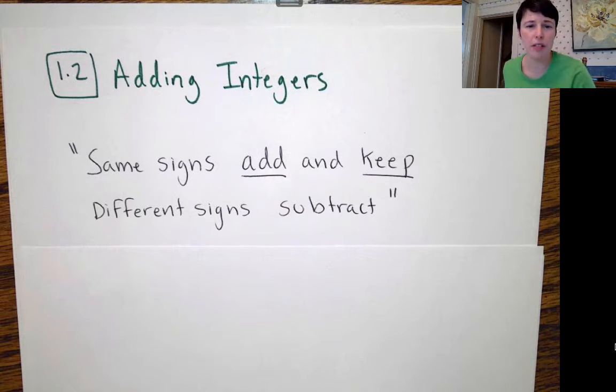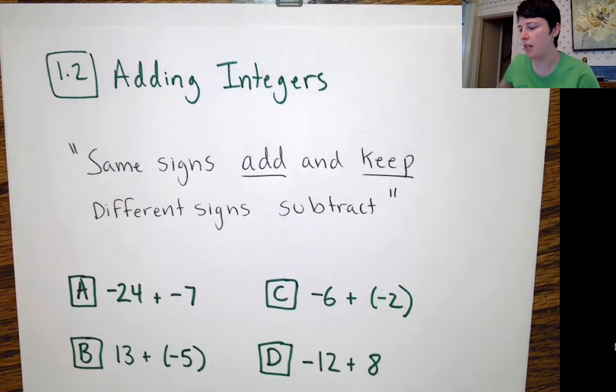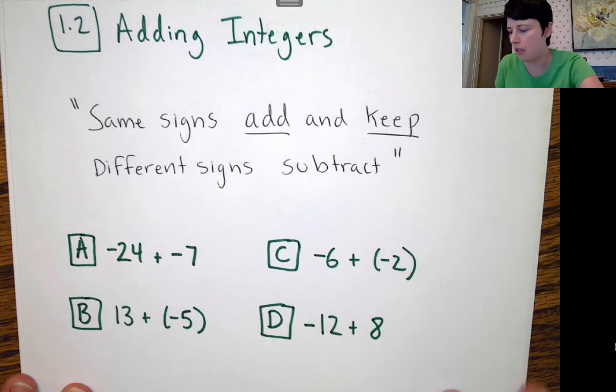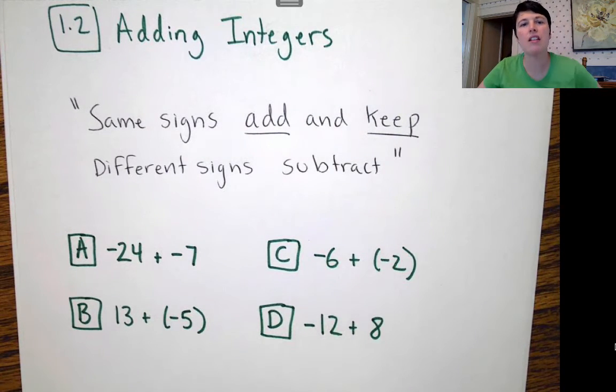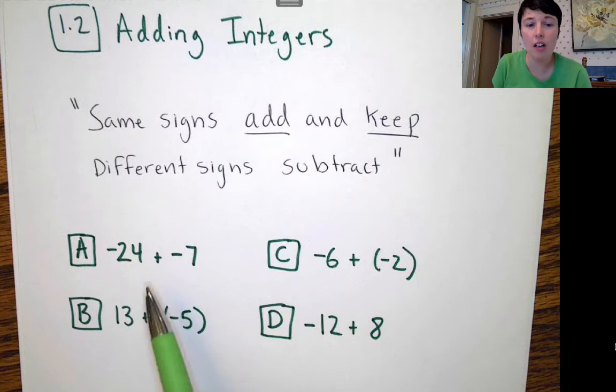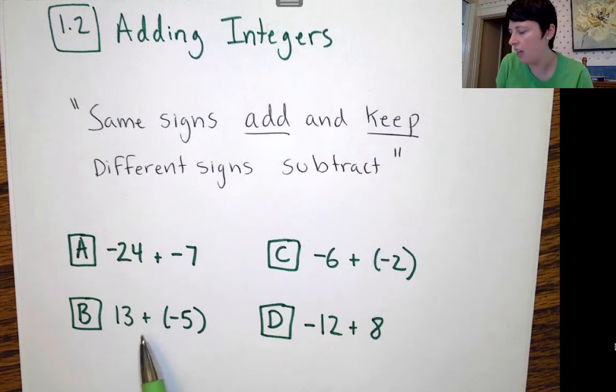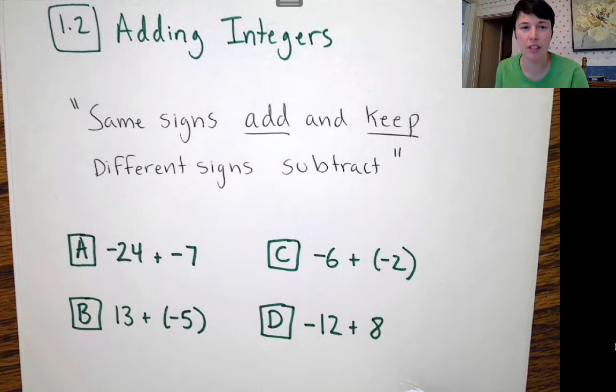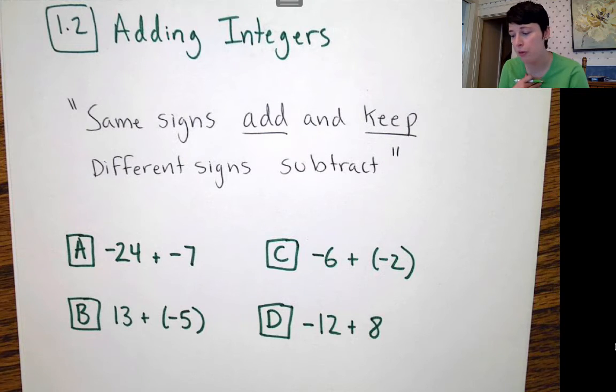So we're going to try using this rule now, and you can pause the video if you need to write this down for a minute. We're going to look at 4 different problems, A, B, C, and D, and I'm not even going to solve them yet until I figure out what kind of problem they are. Is it same signs or different signs? They're definitely all adding. That's important to notice, so I can use my adding rules.